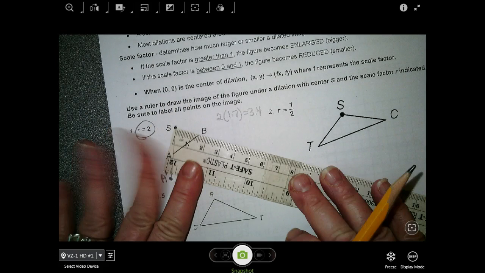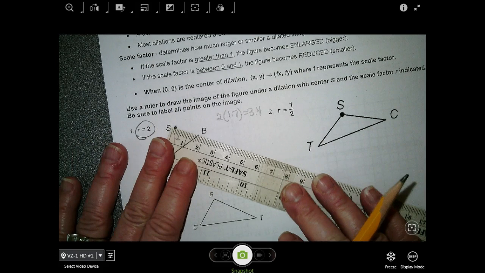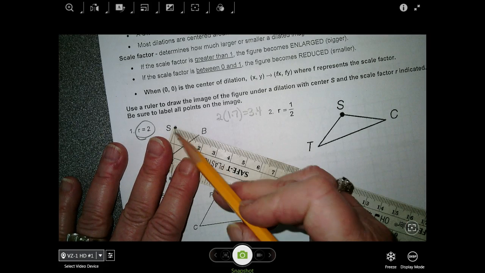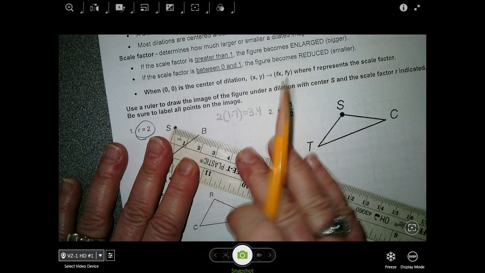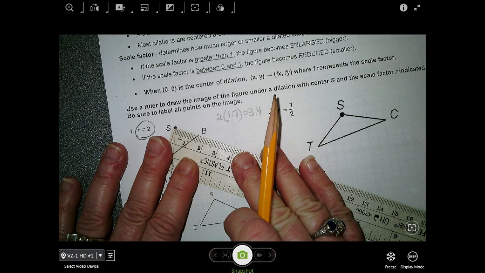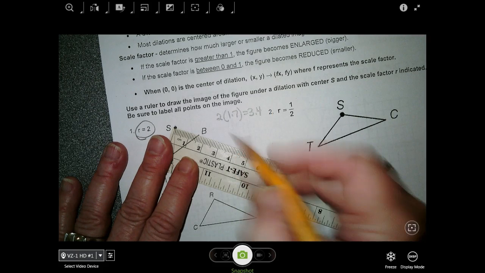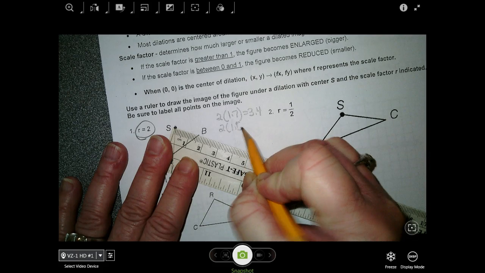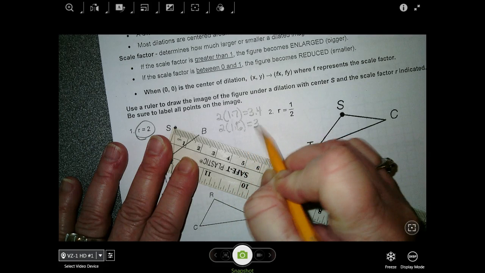We're running out. Okay, so I'm going to measure now by, again, putting 0 in the middle of S, that big old dot, and figuring out how far it is to get to B. Are you guys getting 1.6? Okay, so let's do 2 times 1.6 now. That's going to be 3.2.